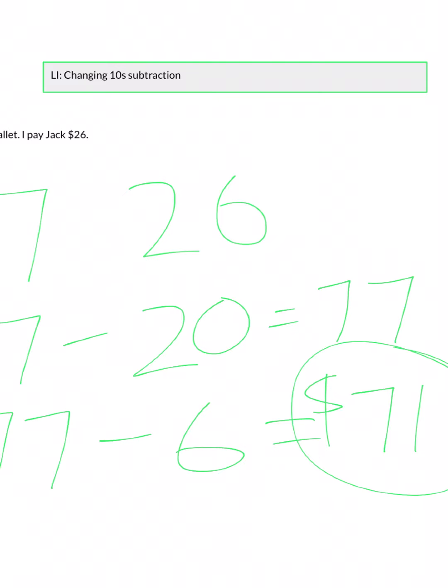When we're subtracting, we can just take the tens off and then the ones. And we keep our first number whole. Let's try another one.